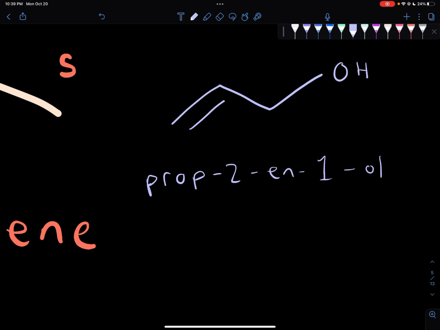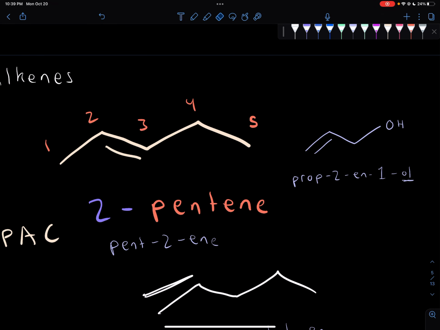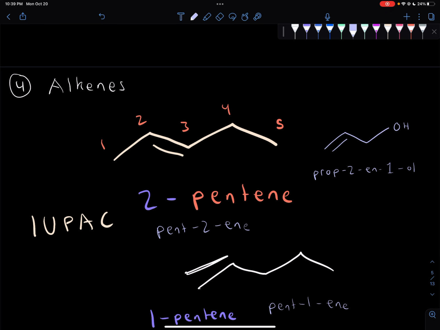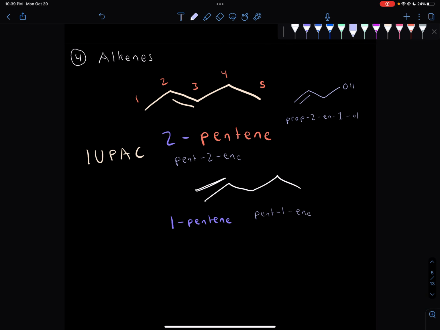This is so easy. You can clearly tell the ene is on the 2 carbon, the alcohol is on the 1 carbon. So that's why they do this. That's why they break the words up and include the number in the middle. But you're not gonna deal with this right now. It doesn't matter if you want to call it 2-pentene, which is cleaner in my opinion, you can do that. Doesn't matter, but just recognize both of them.